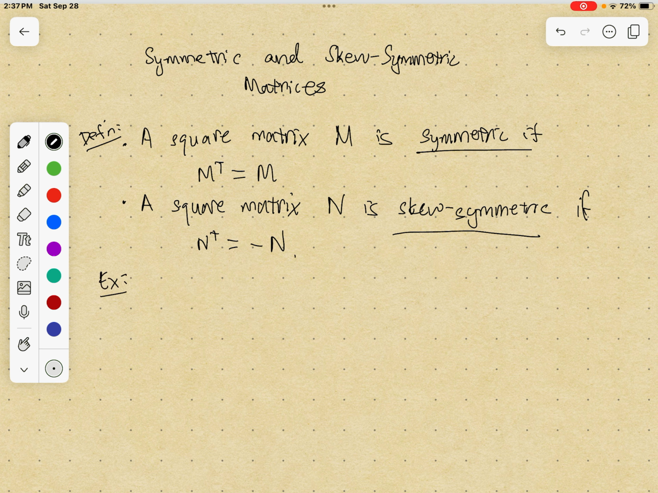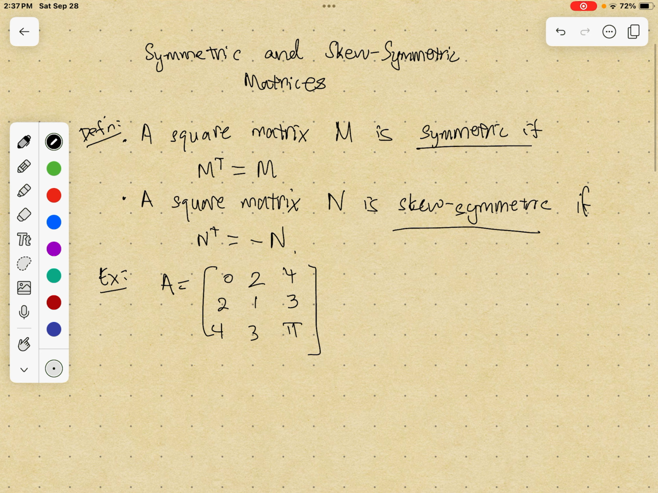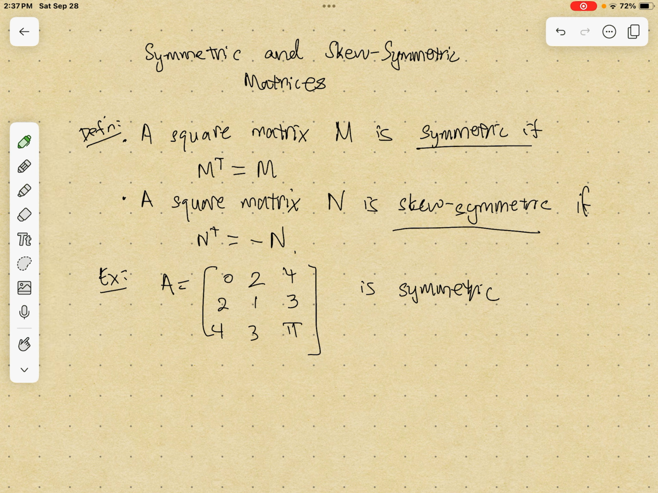So if you have this matrix A, which is 0, 2, 4, 2, 1, 3, 4, 3, like pi, this is in fact a symmetric matrix. Because when you transpose, you're switching the rows and columns. You're making a new matrix whose ith row becomes the ith column, and the ith column becomes the ith row. And you can actually see that when you take the transpose of A, you get A.